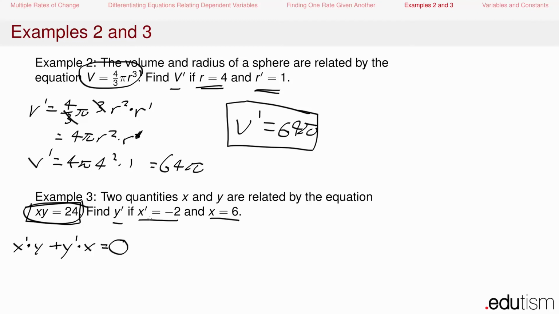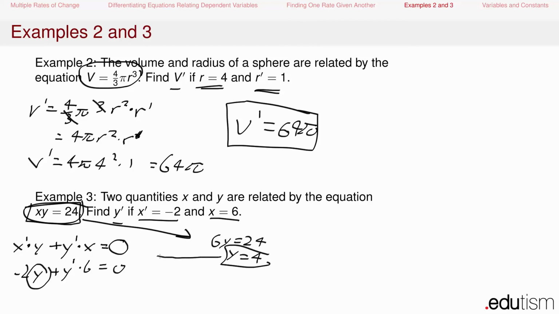So now we're going to plug in the information given. We're given that x prime is negative 2 and x is 6. So we have negative 2y plus y prime times 6 equals 0. Now we still can't solve for y prime. Why? Because we don't know y. Well, we can use this original equation to find y. x is 6, so we have 6y is 24, which means that y has to be 4.